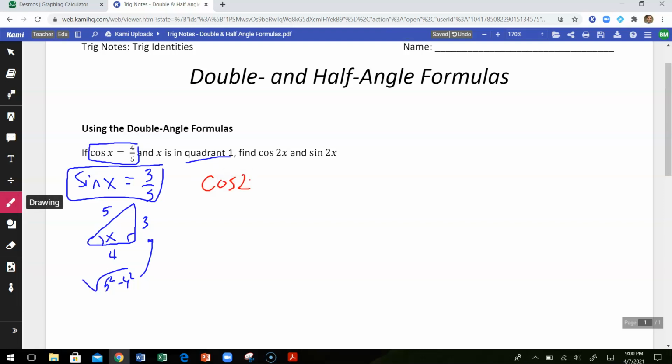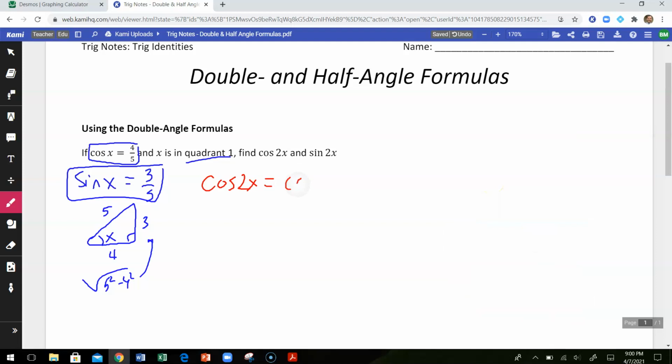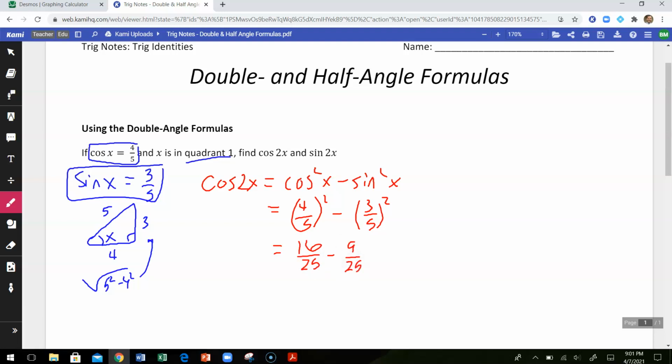So it says the cosine of 2x, and I'll pull this back up. The cosine of 2x is cosine squared x minus sine squared x. Well, cosine is 4/5, so I'm going to be doing 4/5 squared minus the sine is 3/5, so 3/5 squared. So that's going to give us 16 over 25 minus 9 over 25, which is going to give us 7 over 25.